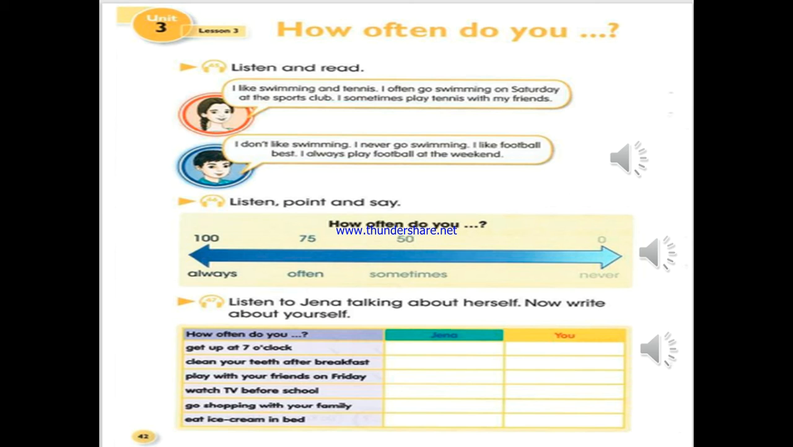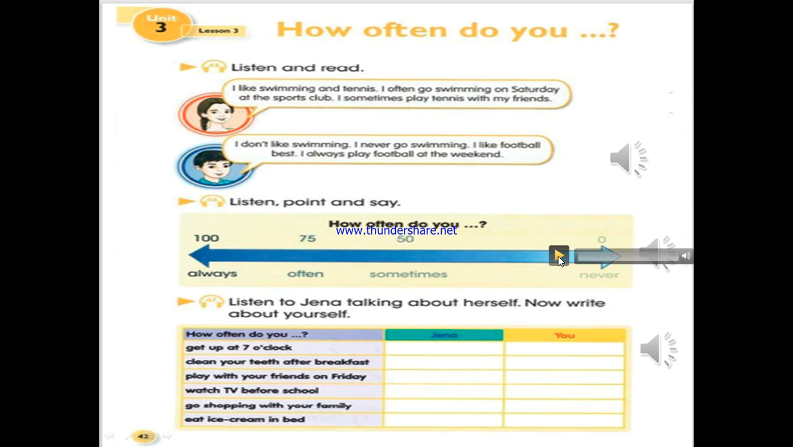Okay? Look here, we use the adverb of frequency. Notice here the use of adverbs of frequency: often, sometimes. Okay? We have never and here always.